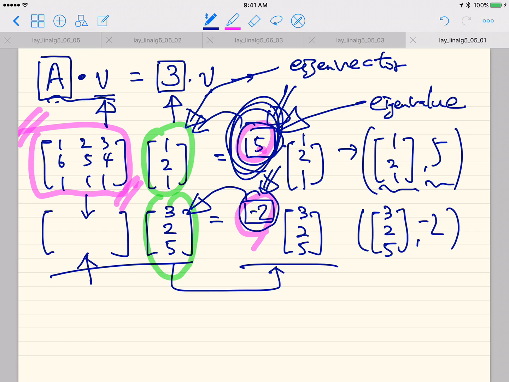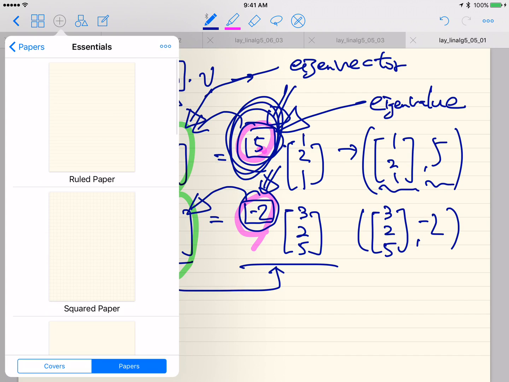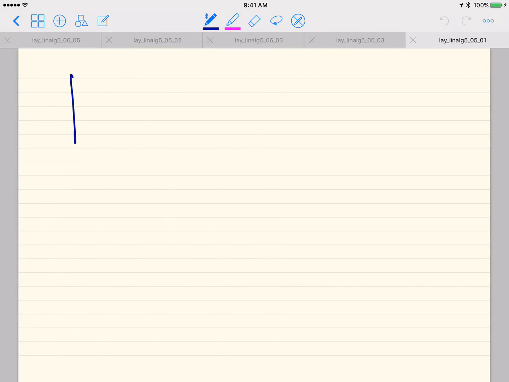Let me describe a little bit more about our problem setting. First of all, let's think about the shape of the matrix A. When we talk about eigenvalue and eigenvector, we only consider the square matrix, not the rectangular matrix. Why should that be so? Let's think about some rectangular matrix, for example, 4 by 3.